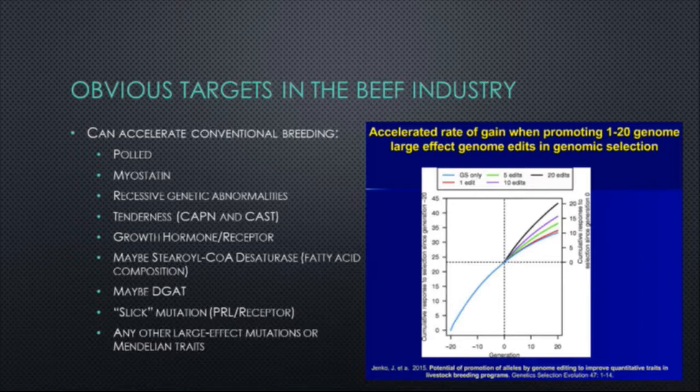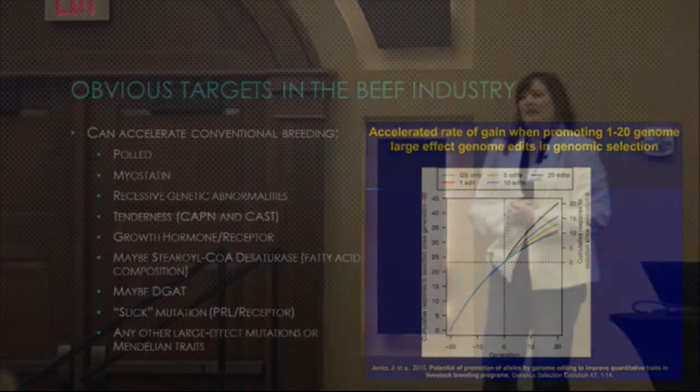The other targets might be things like recessive genetic abnormalities, right? Picture a really fantastic bull with excellent genetic merit in a lot of different traits, and some people might be a little reluctant to use that particular individual because they're a carrier for a recessive genetic abnormality, right? We could actually go in and correct that genetic abnormality and have the exact same animal without the abnormality, right? So lots of potential there.